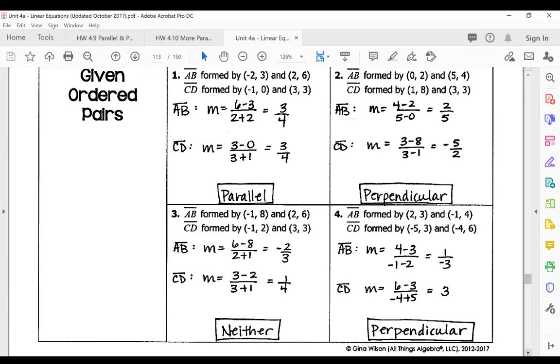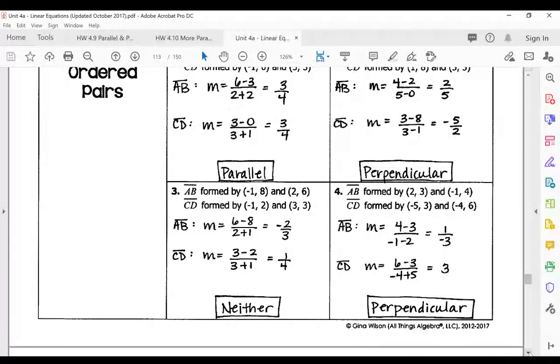You also need to make sure that you reduce all fractions. Otherwise, you may not be able to compare them properly. Use your technology, your Desmos calculator or your Inspire calculator to help you reduce fractions. And if you don't know how to do that, please be sure and ask. So in number 4, negative 1/3 and positive 3, which you can think of as 3 over 1, are negative reciprocals, and number 4 creates perpendicular lines.